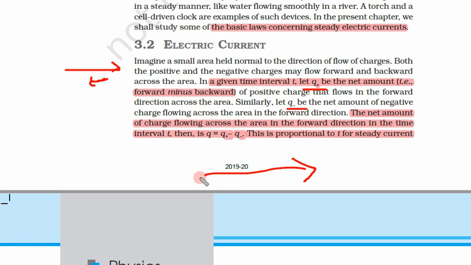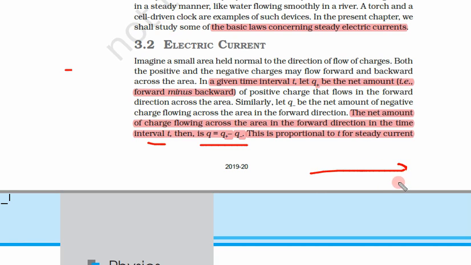So the net amount of charge flowing through the area in the forward direction. Let us take the right side as the forward direction. So how much charge has flowed in this forward direction? Q is equal to Q positive minus Q negative in time t. So this much charge has flown in the forward direction. Now, this charge is proportional to the time interval. How? The more time you give, the more charge will flow in the forward direction. So this charge is simply proportional to the time.